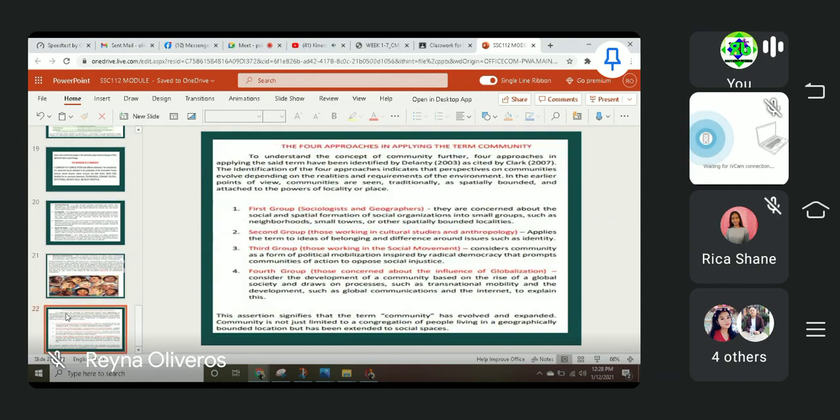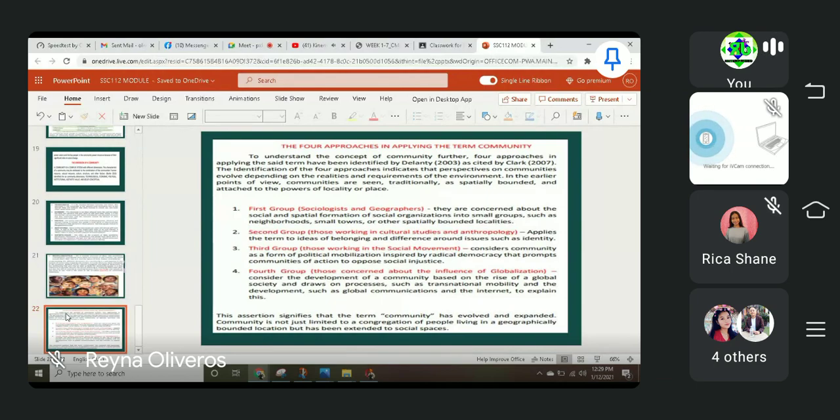So, dito na tayo sa 4 approaches in applying the term community. Okay? So, this is the last, sa lesson natin. Applying the 4 approaches when it comes on the term of community. So, to enable you to understand the concept of community, there are 4 approaches in applying the said term that have been identified by Delante in 2003. Okay? So, the identification of the 4 approaches indicates the perspective or communities evolve depending on the realities and requirements of the environment. So, alamin natin yung 4 approaches na yan.